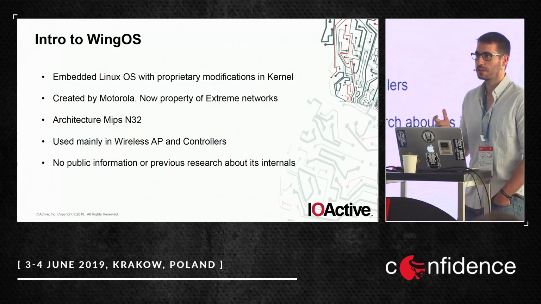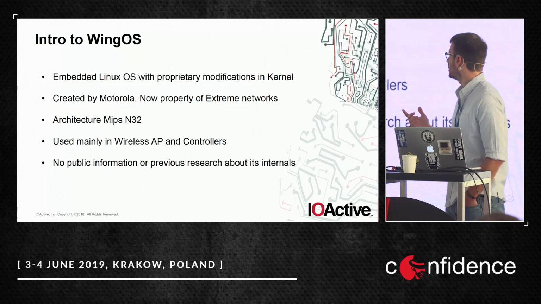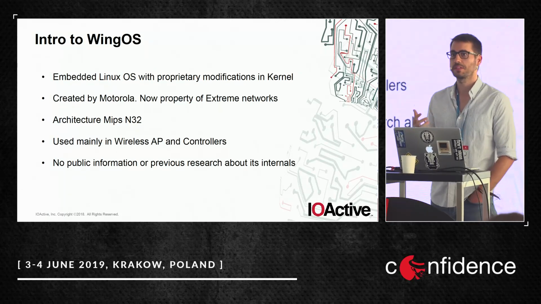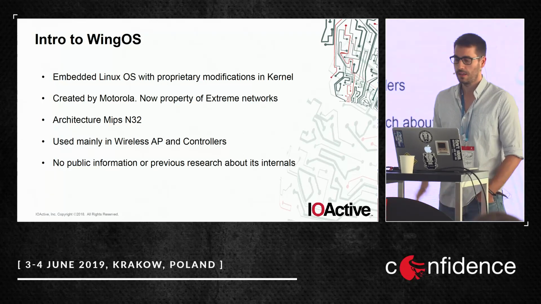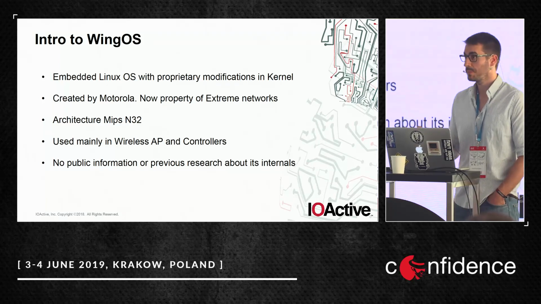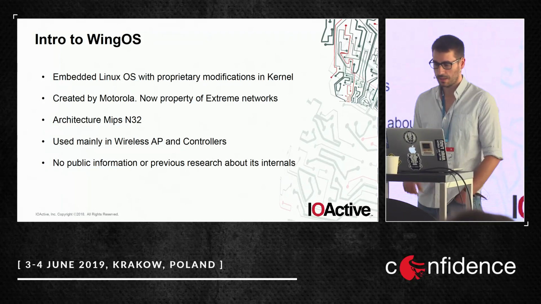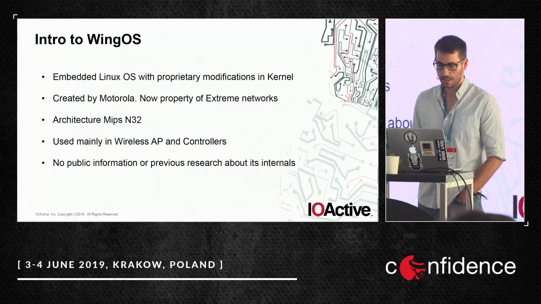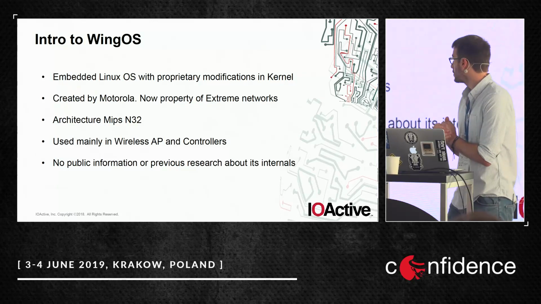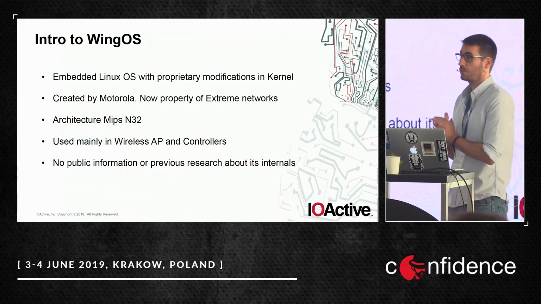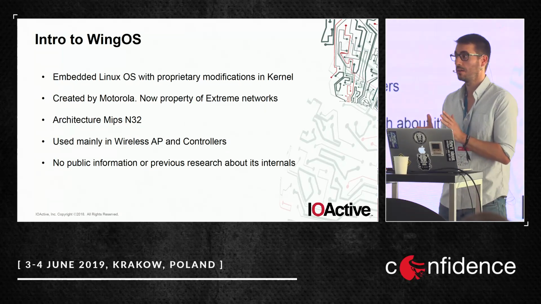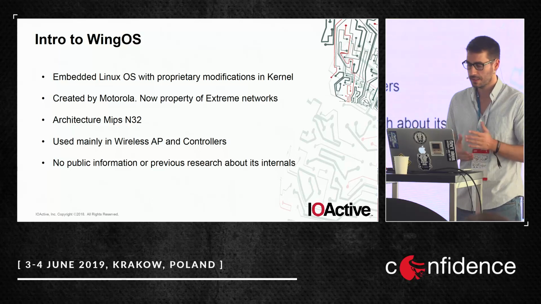So first of all, what the hell is this WingOS? Basically, it's an embedded Linux operating system with its proprietary stuff in the user space and kernel as well. It was created by Motorola, but nowadays it's property of Extreme Networks. We will discuss this in a minute. The architecture is MIPS-N32. Mainly it's used in wireless access points and controllers. And as far as I know, there's no public information about vulnerabilities and its internals.